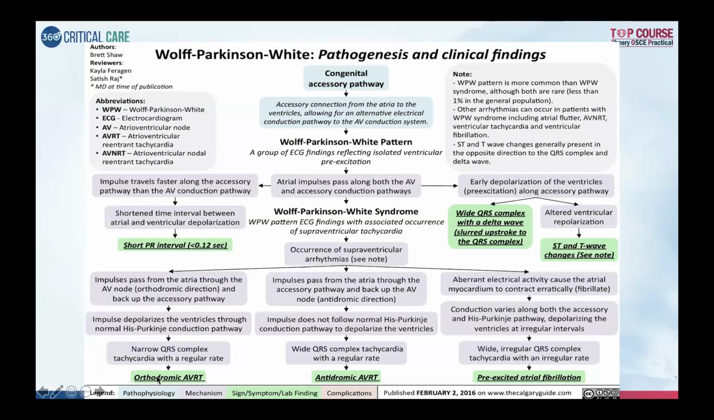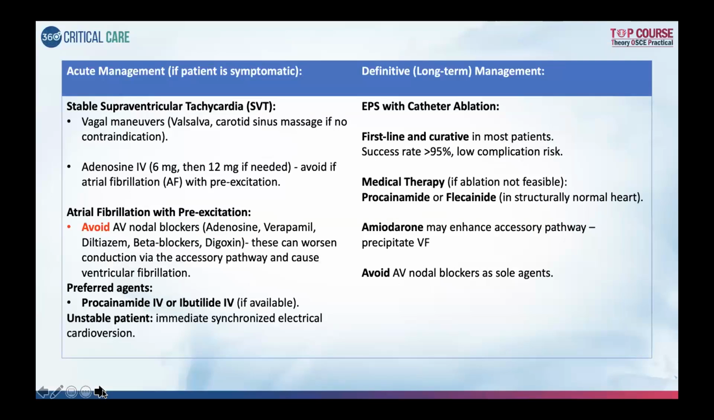So when it is an orthodromic conduction, you'll have a narrow QRS. If there is an antidromic, that is a reverse conduction, then you will have a wide QRS. And sometimes you can have irregular QRS complexes that can be resulting in pre-excited atrial fibrillation. So how will you treat it? So next aspect would be treatment.